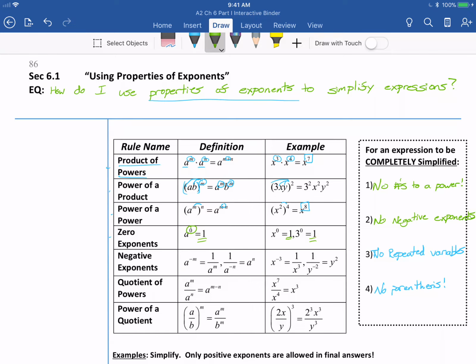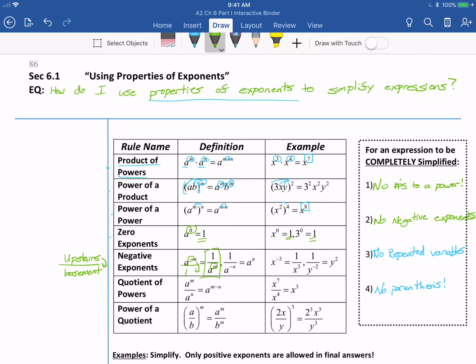Negative exponents. What I like to say is that negative exponents are either in the upstairs or they are in the basement. If they're in the upstairs and they're negative, they're not happy there, so they want to move to the basement. Once they move to the basement, they become happy, they become positive. That's just the way I like to look at it. So if I have a to the negative m, that's on the top, so it moves to the bottom and becomes positive, so it's 1 over a to the m.